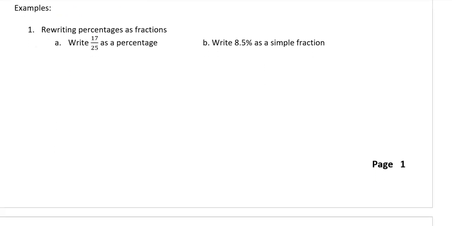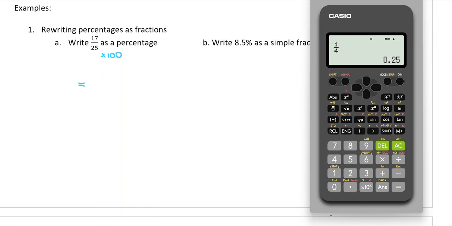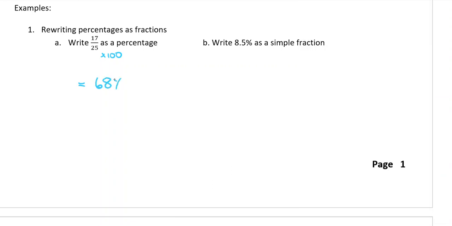So it says, question 1, rewrite the percentages as fractions, but it says A, 17/25 as a percentage. So what did you do? Yeah, to change the fraction to a percentage, you're going to times it by 100 and then put it in your calculator. 17/25 times by 100, there's the 68%.